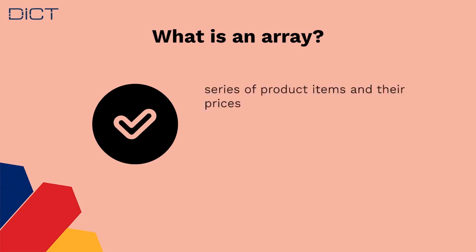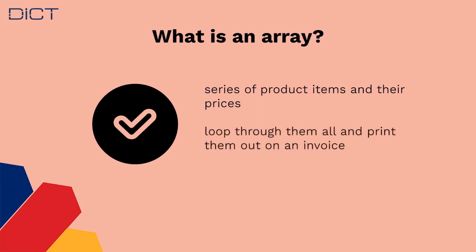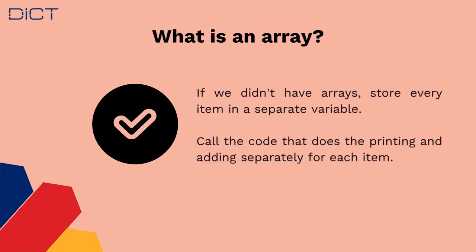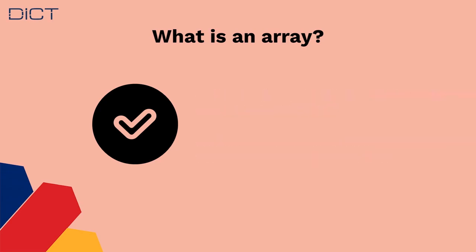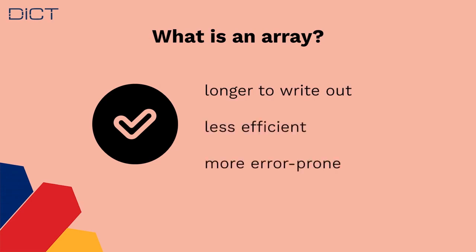So maybe we've got a series of product items and their prices are stored in an array, and we want to loop through them all and print them out on an invoice, while totaling all the prices together and printing out the total price at the bottom. Imagine that if we didn't have arrays, we'd have to store every item in a separate variable, then call the code that does the printing and adding separately for each item.